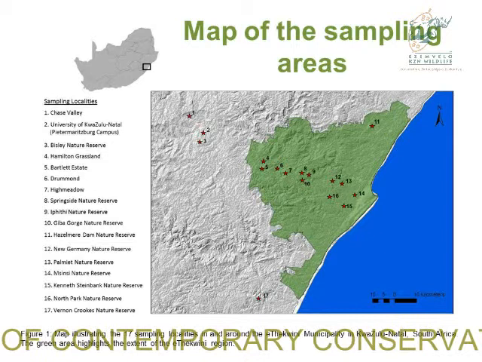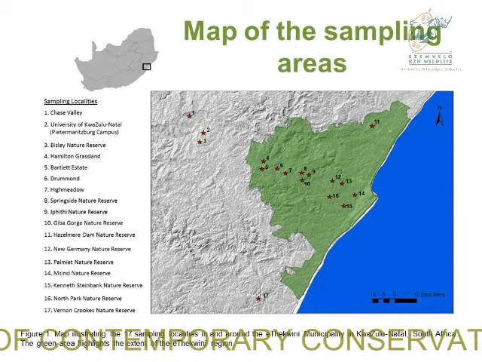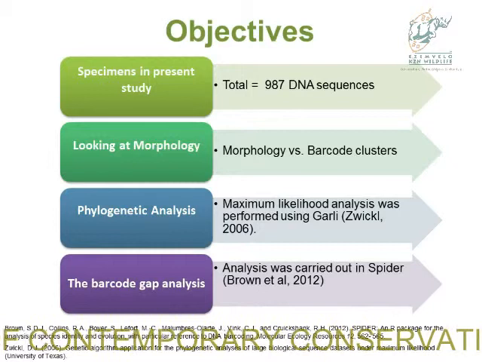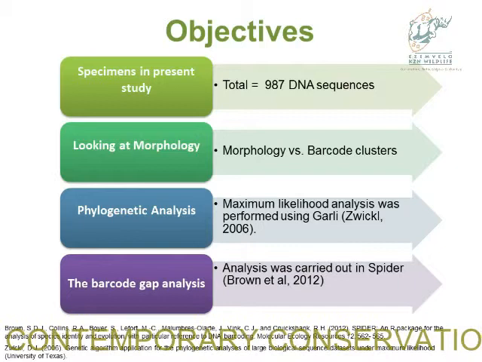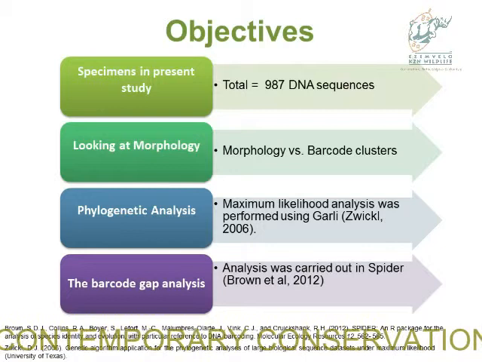So as you can see, the green area is the eThekwini municipality region, and this gray area here shows the regions around the eThekwini region. So secondly, I looked at the morphology. Pictures were available, photographs were available for all the data that was given to me and that I added on. So the morphology of the specimens was analyzed in a morphological manner.